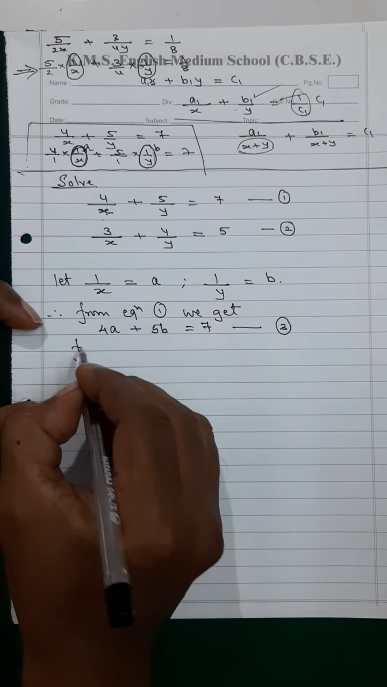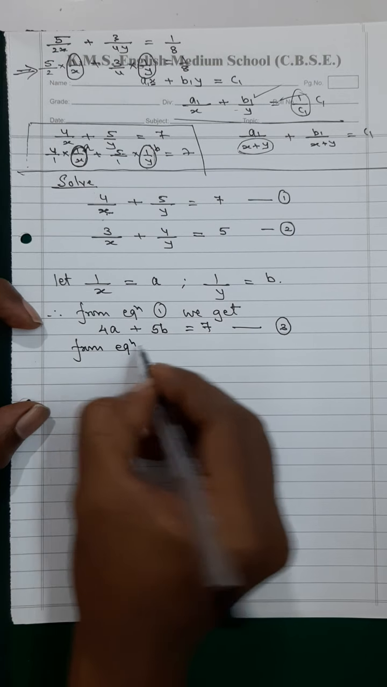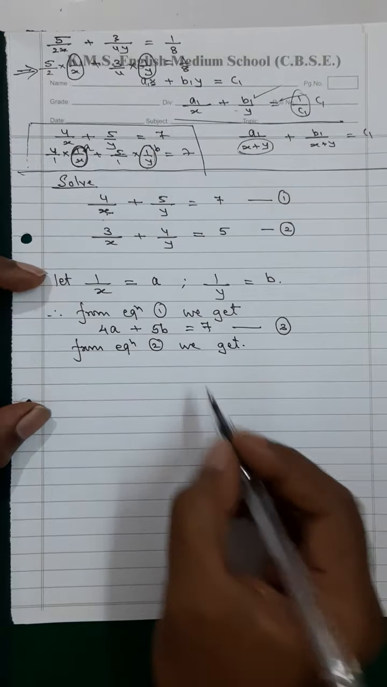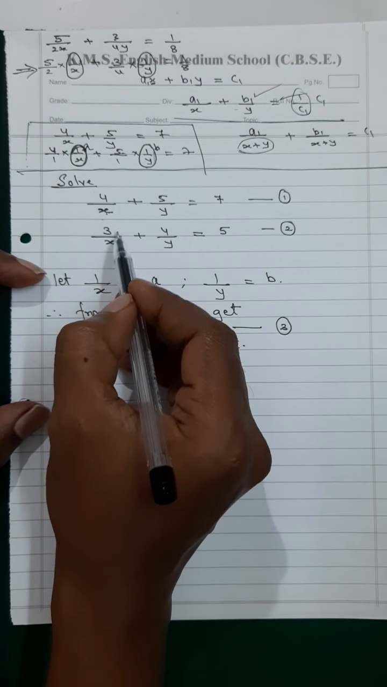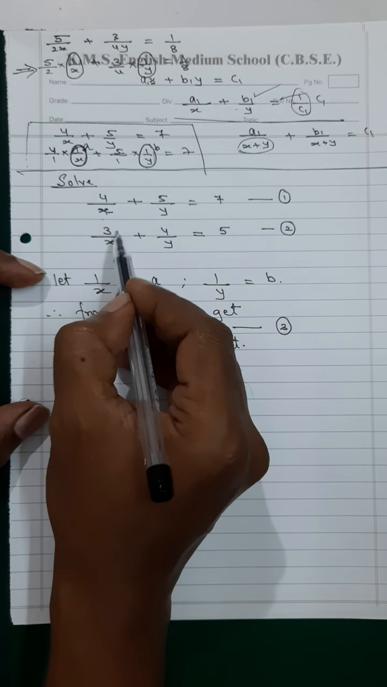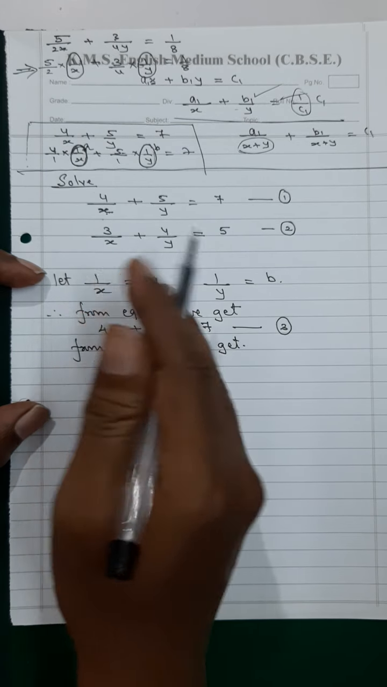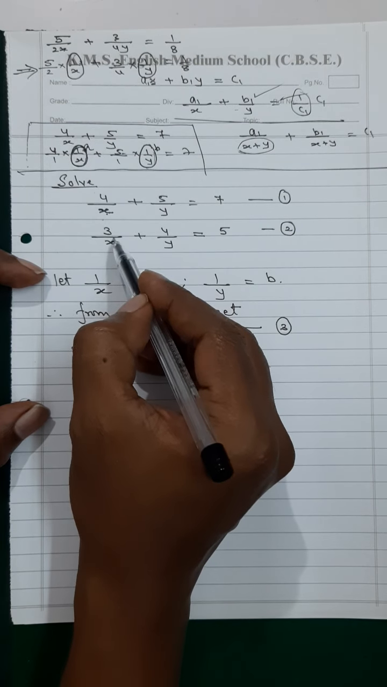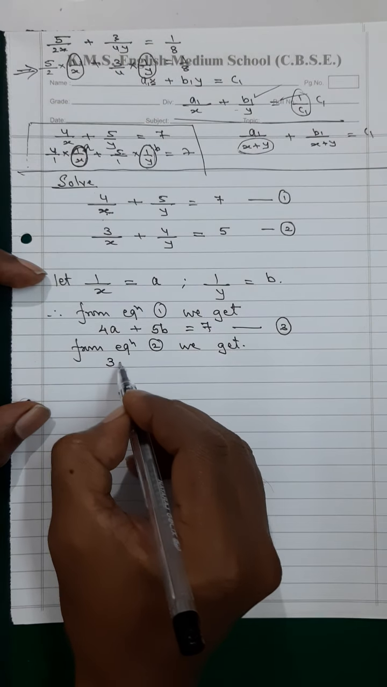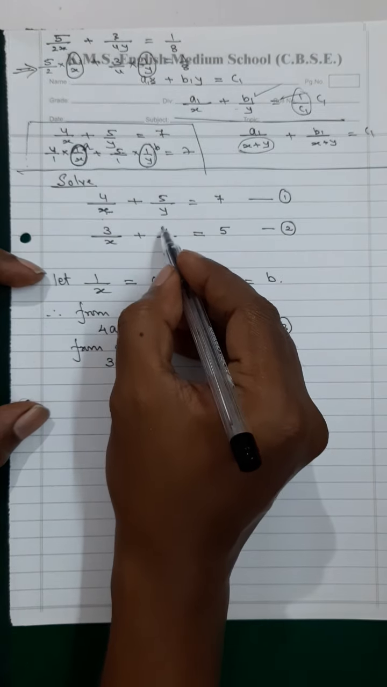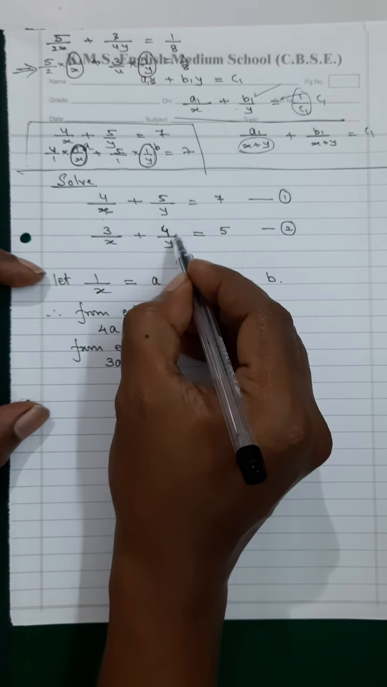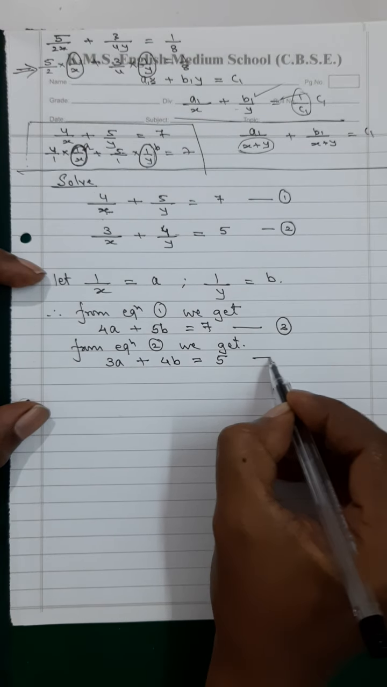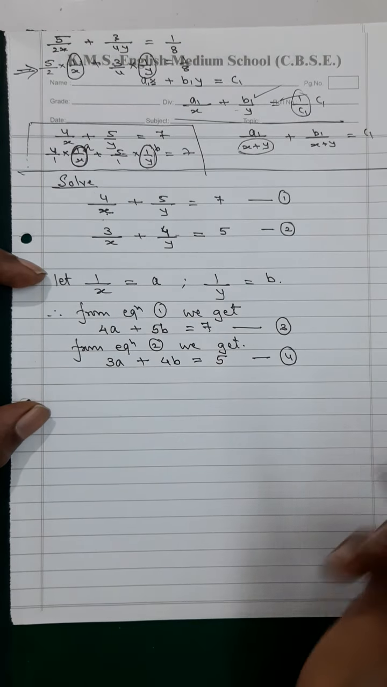Similarly, from equation 2 we get, so here also 1 upon x will be a. See, try to understand this. You should be able to visualize properly, because as the complexity increases, this will play a different game. 1 upon x is this 3a plus 4 upon y. 1 upon y is b. 4b is equal to 5. This is going to be your fourth equation.